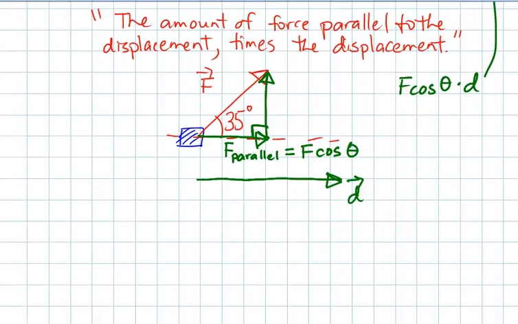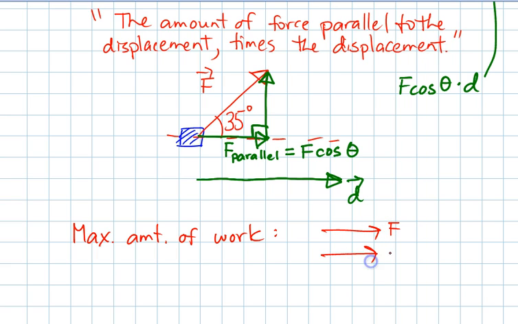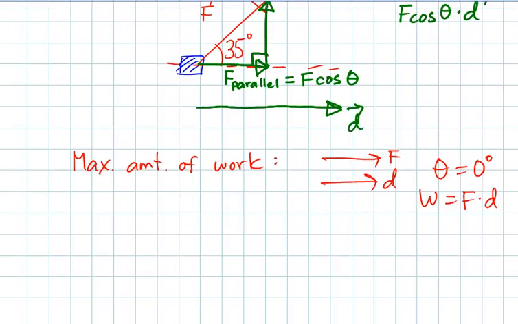And so what this means for us is that the maximum amount of work is going to happen when the force and the displacement are parallel to each other. Okay, so in this case, the angle would be 0 degrees and the work would just be force times distance. And you can check out another video for an example of this, but this is without any numbers.